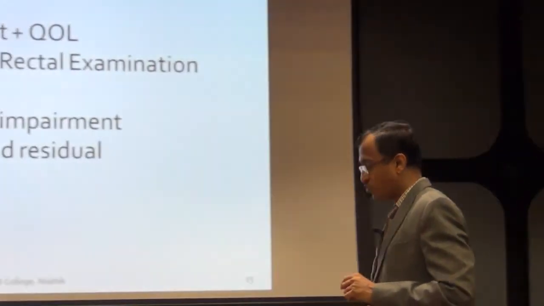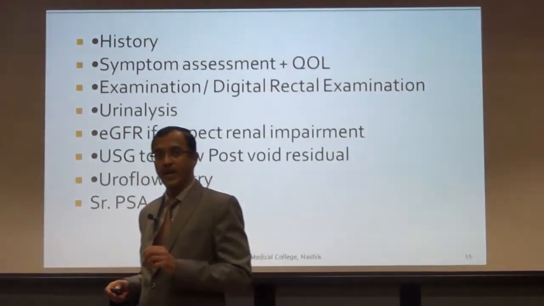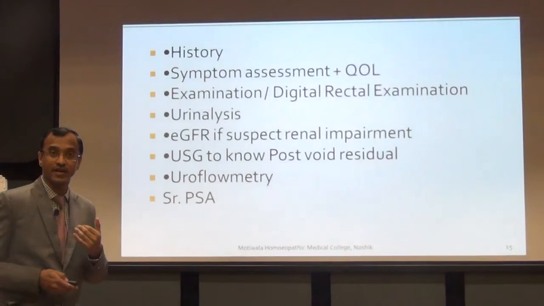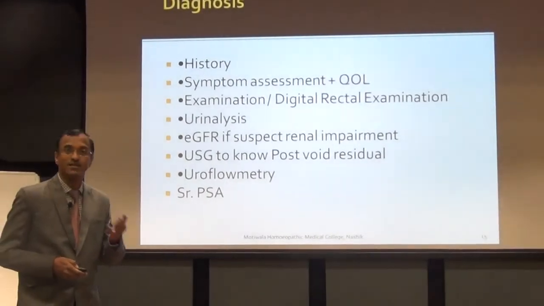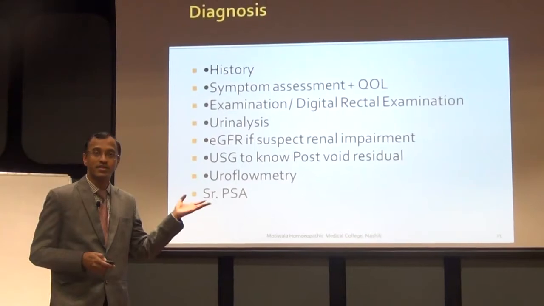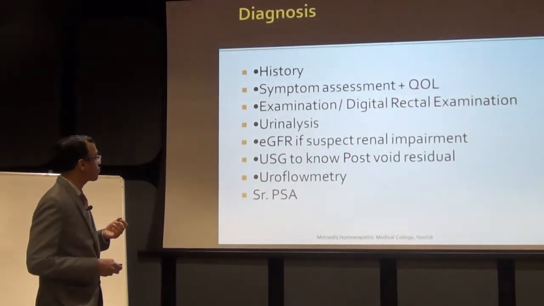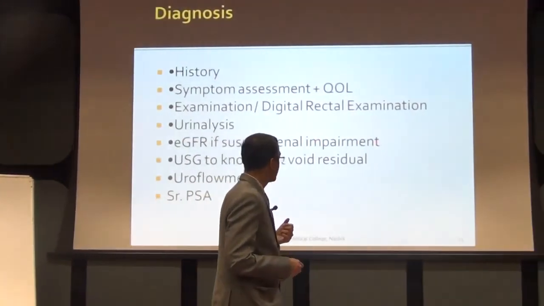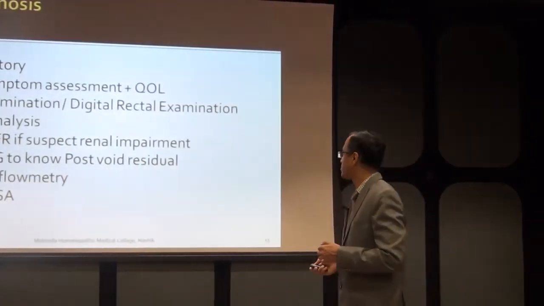The next thing which should help you is the urine analysis, where we look at whether infection is present or not, or other findings like RBCs, the presence of blood cells in the urine, which have to be understood in a different way. The estimated glomerular filtration rate, that is eGFR, is checked when we suspect renal impairment.